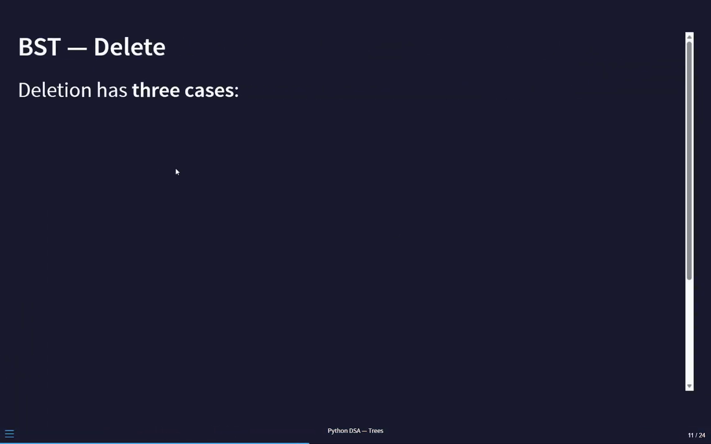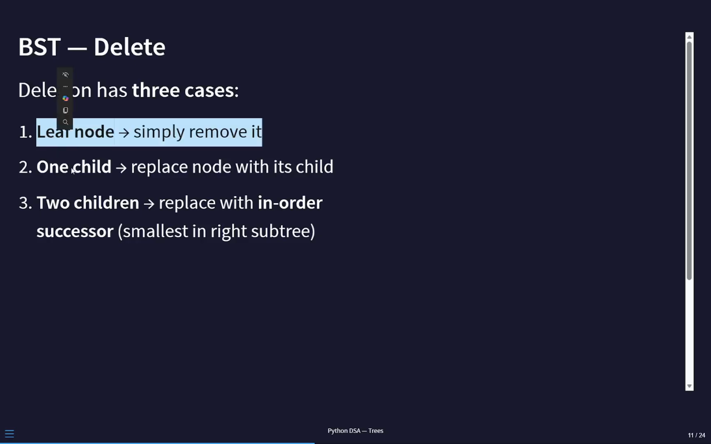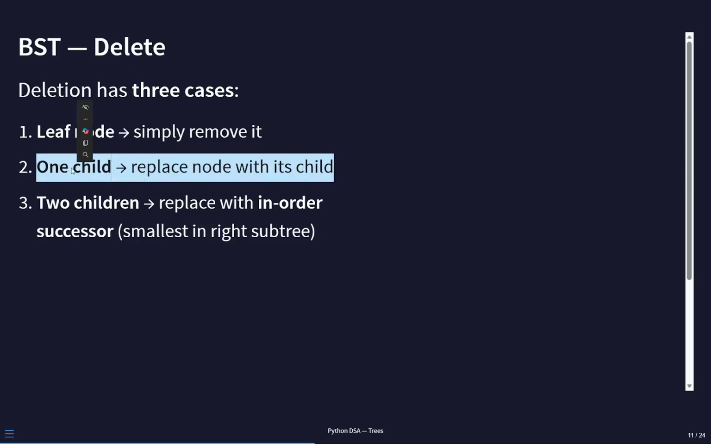Next. Deletion is the trickiest BST operation because it has 3 structurally different cases. Click. Case 1, leaf node. The node to delete has no children. Simply remove it. Return None to the parent. Case 2, one child. The node has exactly one child. Replace the node with that child. Return the child reference to the parent.